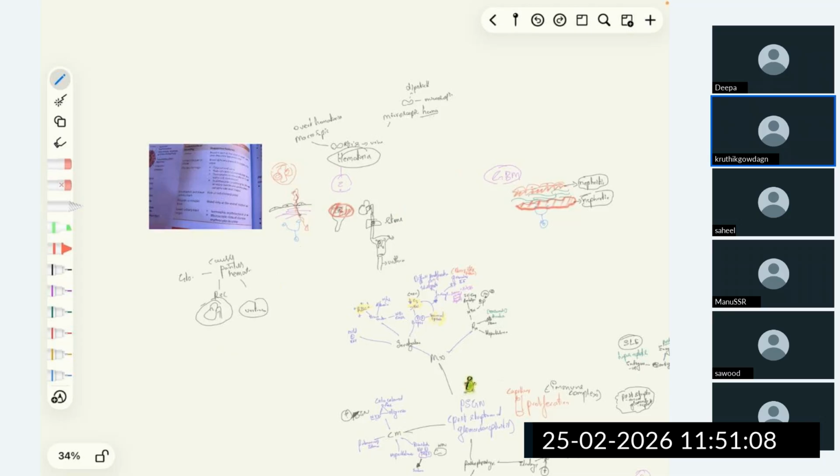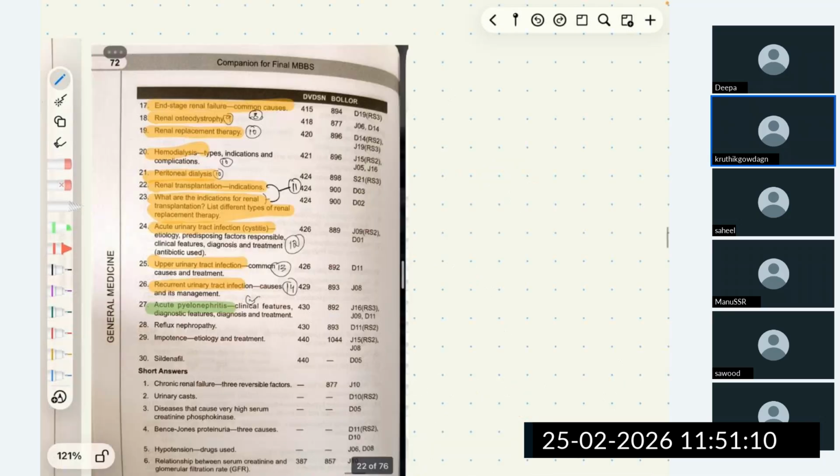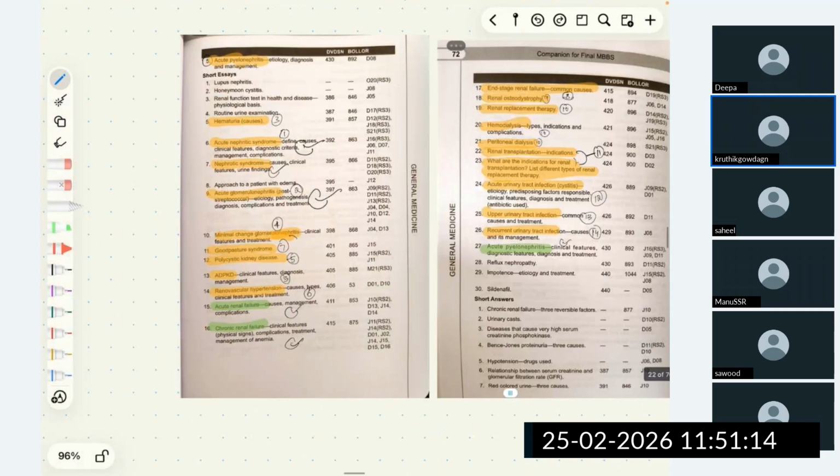I think this hematuria is clear. Next, we'll move on to next topic. We are done with hematuria.